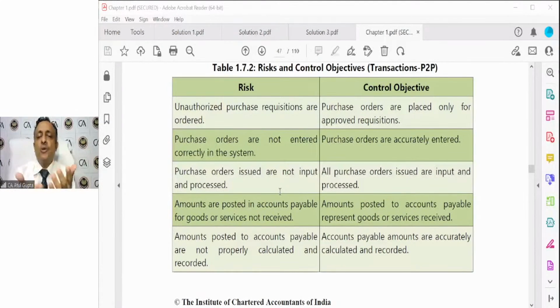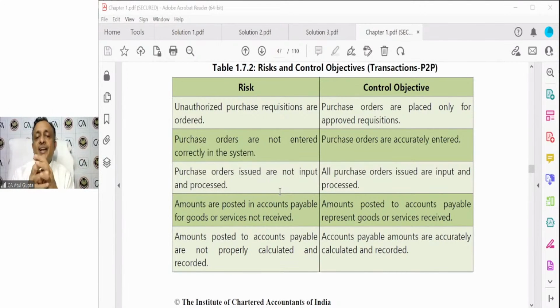Then purchase orders issued are not input and processed. So again, it is talking of a manual system where purchase orders are manually done. But over a period of time, technology has evolved. Not many organizations have manual purchase orders today. But let us take it as it is.